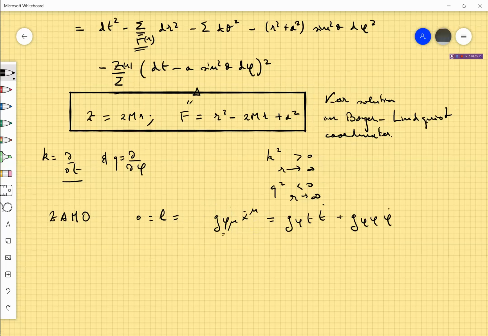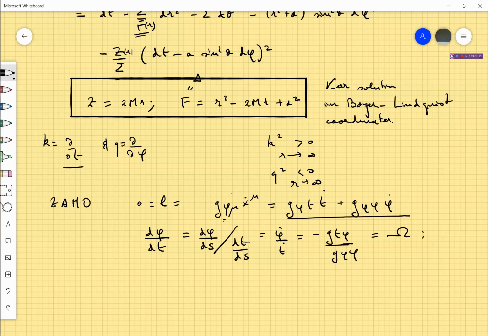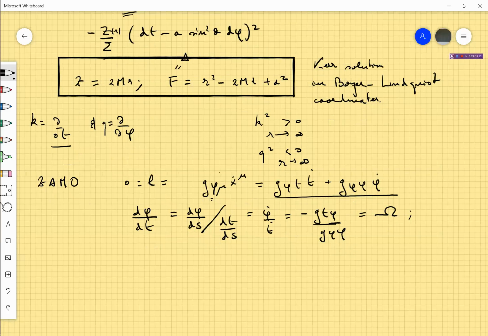Okay, so since this combination is 0, now if I compute d phi dt and use the chain rule, I know that this can be written in this way, and this is phi dot divided by t dot, and this relation becomes minus g t phi over g phi phi, something that I can call, following Poisson, omega.